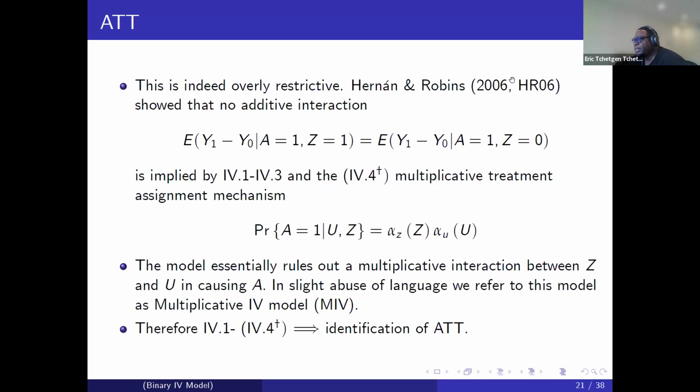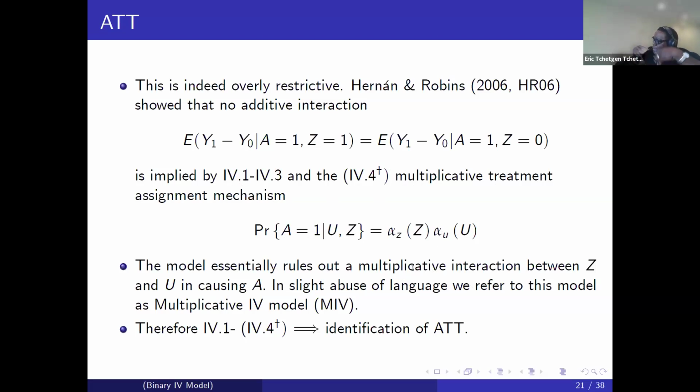So in this appendix of Hernan and Robins in 2006, they showed that in fact, the no current additive interaction model is implied by IV1 through IV3, and an IV4 dagger assumption that only imposes a restriction in the treatment model to be a multiplicative treatment assignment mechanism. That is, the probability that A is equal to 1 given U and Z is multiplicative in Z and U. This model essentially rules out a multiplicative interaction between Z and U in causing A. In slight abuse of language, we'll refer to this as a multiplicative IV model.